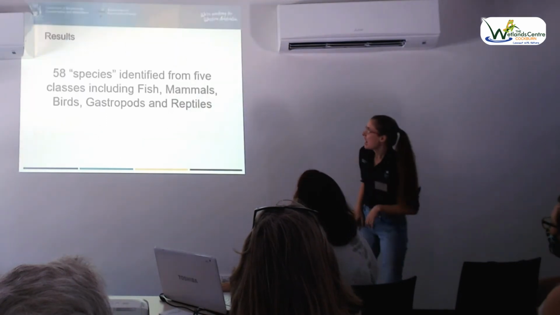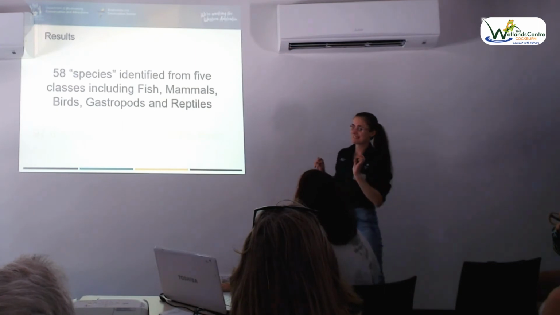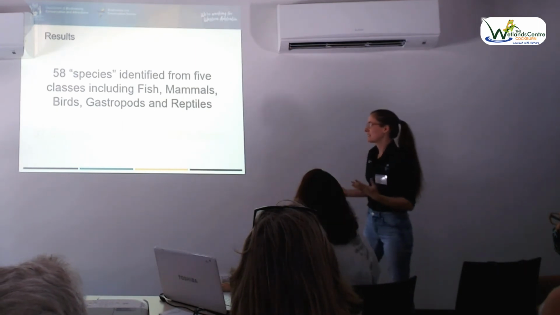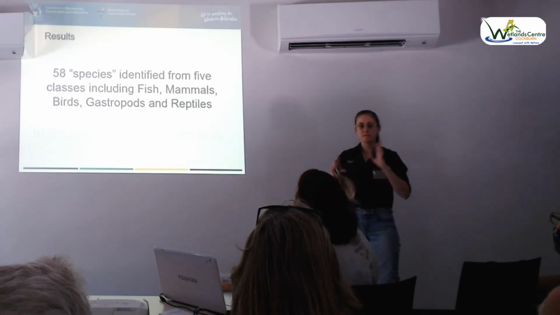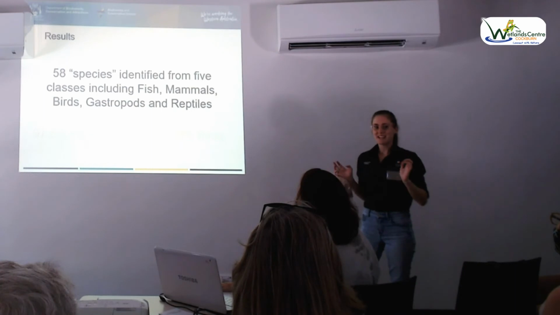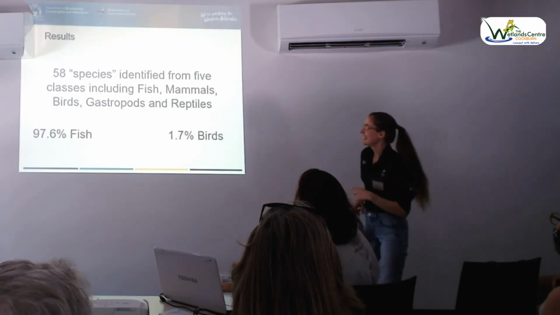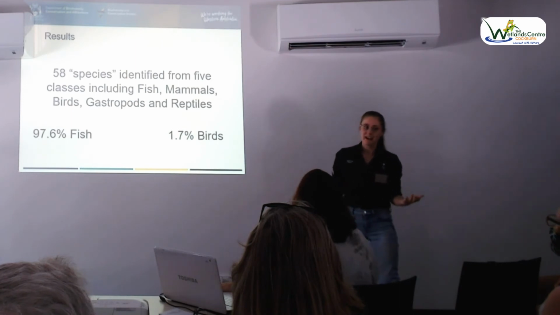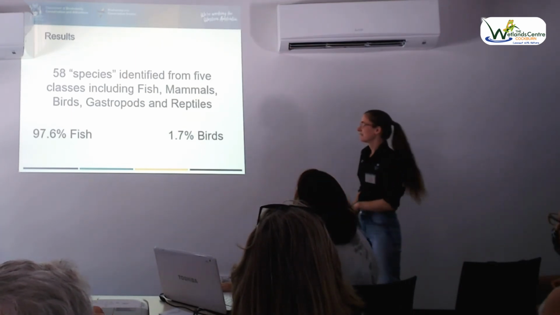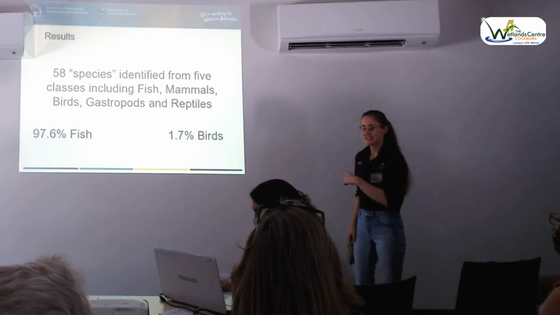Okay, so next slide. We found around 58 species, for a given definition of species, identified from 5 different classes. We were using fish primers, so we were targeting specifically fish, but nicely we also found a couple of other groups. Overwhelmingly what we found were fish sequences. The next biggest group was birds, and then mammals, gastropods, and reptiles were also found. So next one.